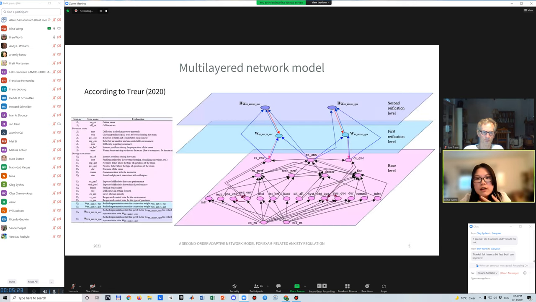So here comes the design of the multi-layer network model, which is built based on Treur's adaptive network modeling approach. We can see in the base level, just like we discussed before, we have two states representing the online and offline exams, which means that if we are in the online exam setting, this state would be a constant one and the other state would be a constant zero.